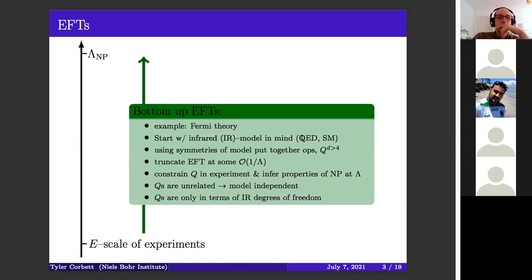In the case of the example I gave, QED; modern examples are the standard model. We use the symmetries of that model and we build a bunch of operators that have mass dimension greater than or equal to 4. We truncate when it's appropriate in the 1 over the mass expansion. And then we can constrain these operators in experiment and try to infer properties of new physics at a scale we can't even see in our colliders, not directly.